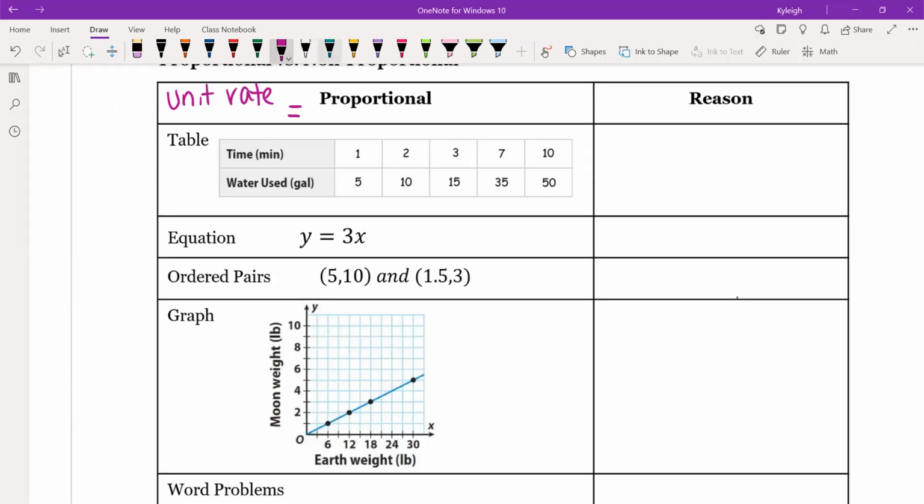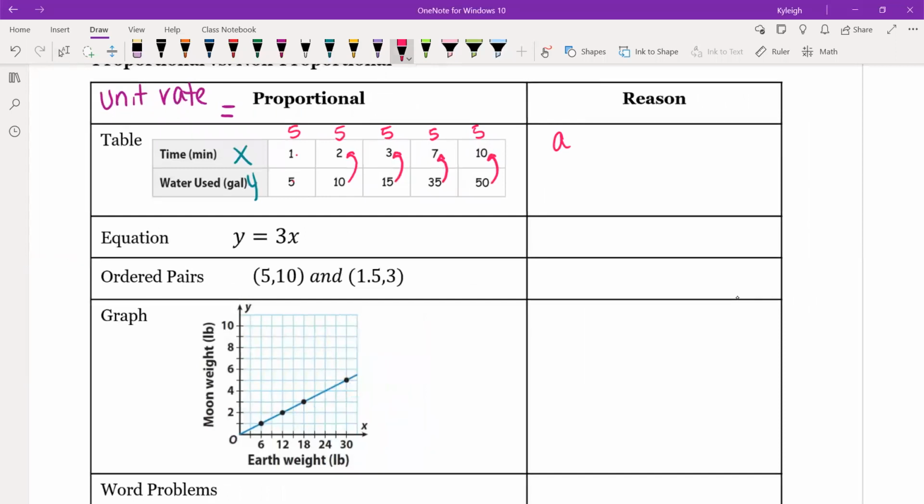So let's look at this. A table always goes x then y. So let's find the unit rate. What's 5 divided by 1? Well, that's 5. 10 divided by 2, that's 5. 15 divided by 3, that's 5. 35 divided by 7, that's 5. 50 divided by 10, that's 5. So are those all the same? Yes. So it's proportional because all the unit rates are equal.